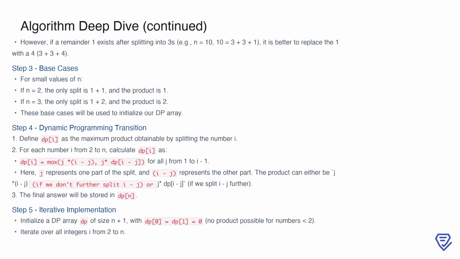Next, we define dp[i] as the maximum product obtainable by splitting the number i. To compute this, for each integer i from 2 to n, we iterate through all possible splits j. The product is either j multiplied by i minus j, if we don't further split i minus j, or j multiplied by dp[i minus j], if we do. This ensures that we consider both direct splits and recursive splits. Finally, the maximum product for n will be stored in dp[n].